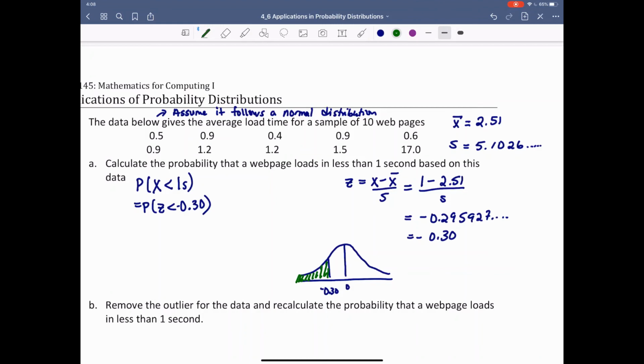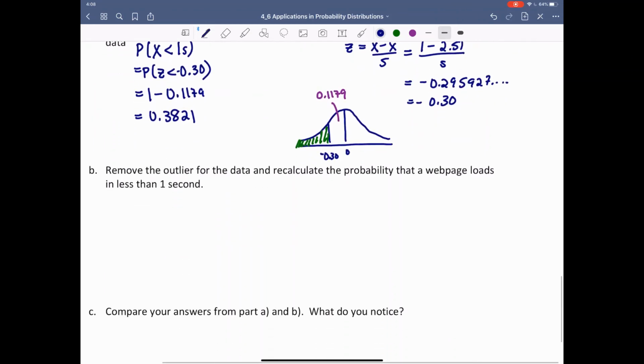What our table is able to tell us is the area between 0 and 0.3 is 0.1179. So the desired area is 1 minus 0.1179, and that is equal to 0.3821. So the probability that your web page will load in less than 1 second based on that data is 38.21%.